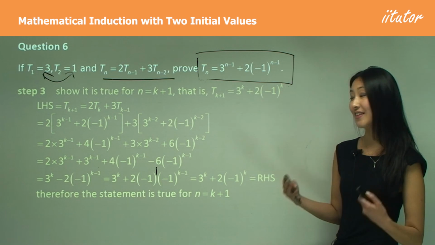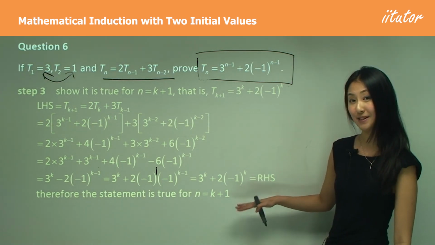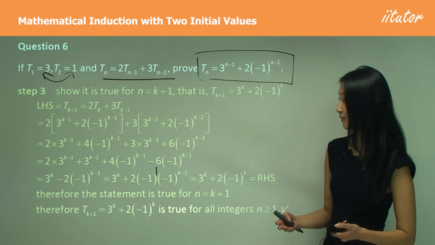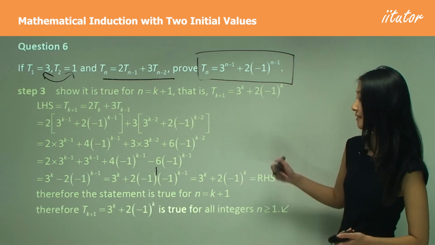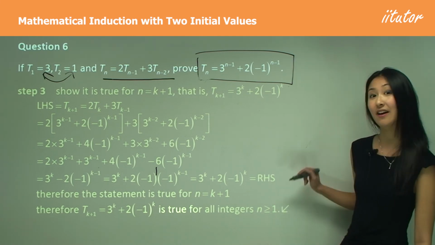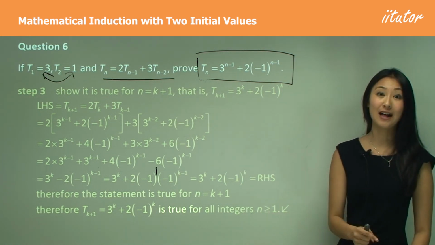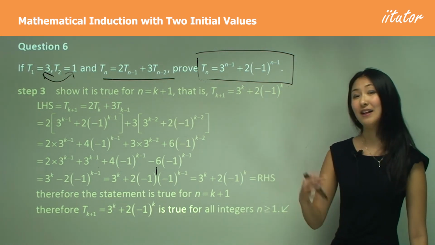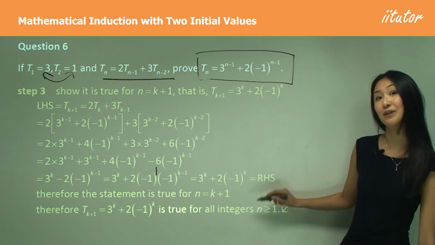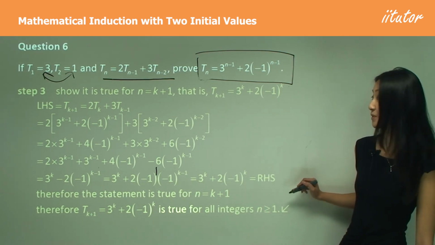We can say that therefore this statement is true for n equals k plus 1, and always write our conclusion, which is therefore this is true for all integers n greater than or equal to 1. Because although we have two starting values, the first value is n equals 1 and the other value is n equals 2. So can you see how that's included in this here? So we only need to write n is greater than or equal to 1.